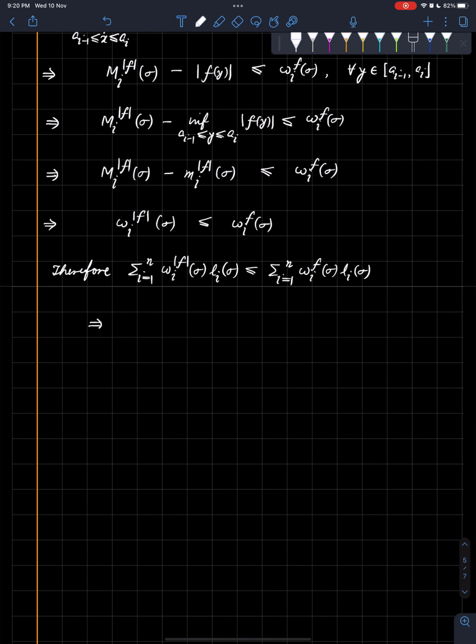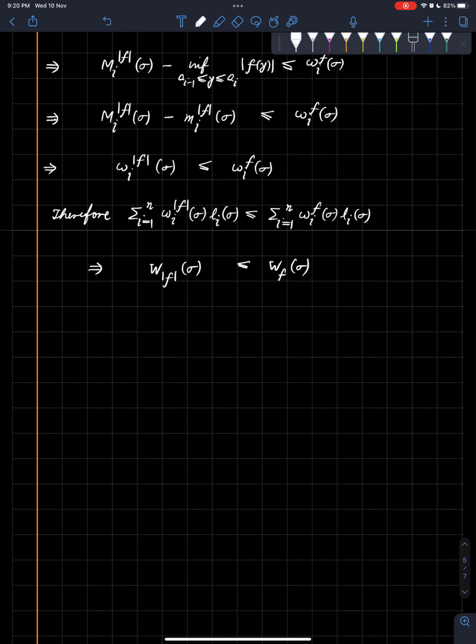Which the left side is nothing but the oscillation of mod f over sigma, and the right side is the oscillation of f over sigma. So basically this was the point. I mean, if I had just given this as an exercise, everybody would have solved it. But anyway, I decided to give the full details.